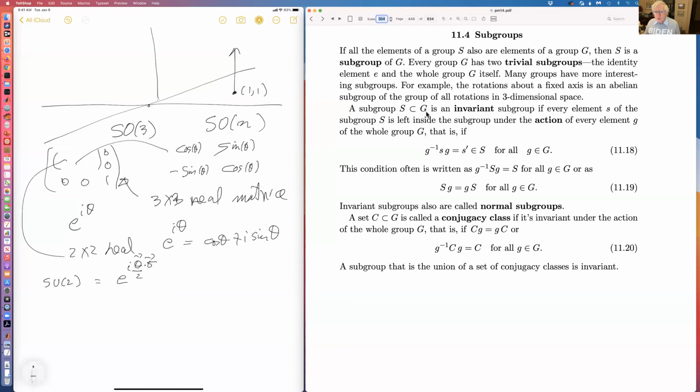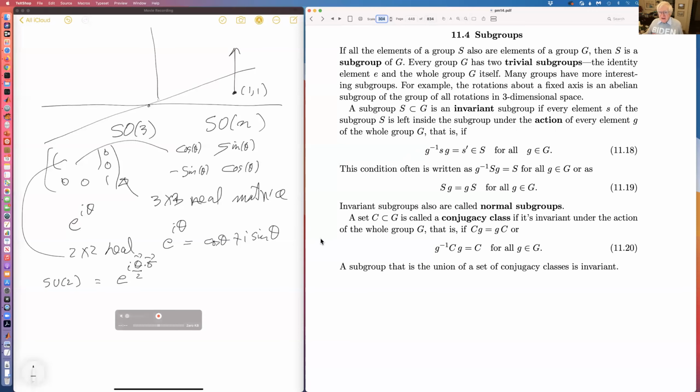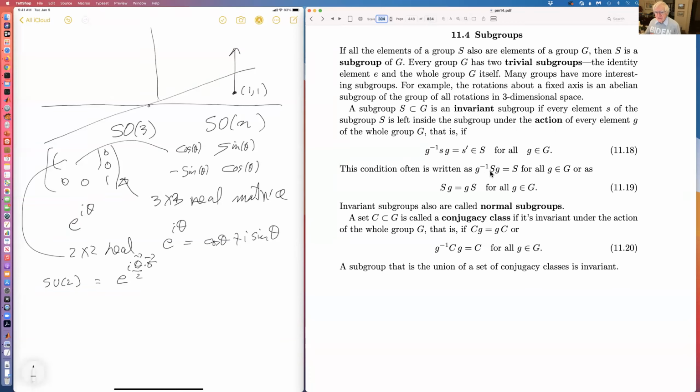So a subgroup S of a group G is an invariant subgroup if every element of the subgroup is left inside the subgroup under the action of every element of the whole group. In other words, g inverse s g is s prime. If s is in big S, then s prime is in big S. And then we say that S is an invariant subgroup. A nice way of writing that is g inverse S g is S for all g in G. And invariant subgroups are also called normal subgroups.